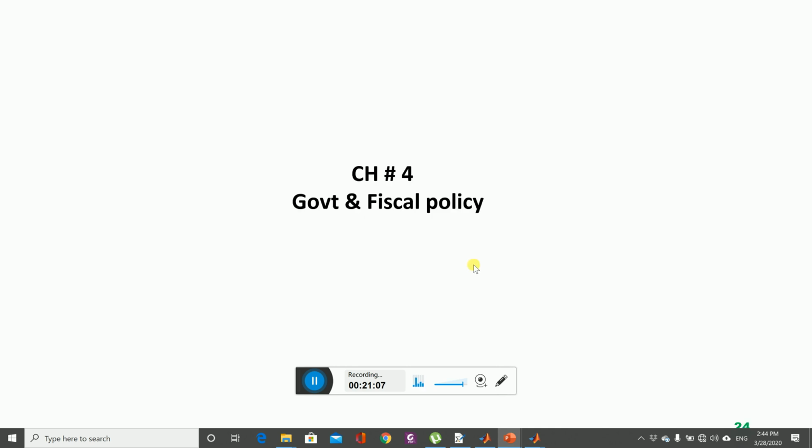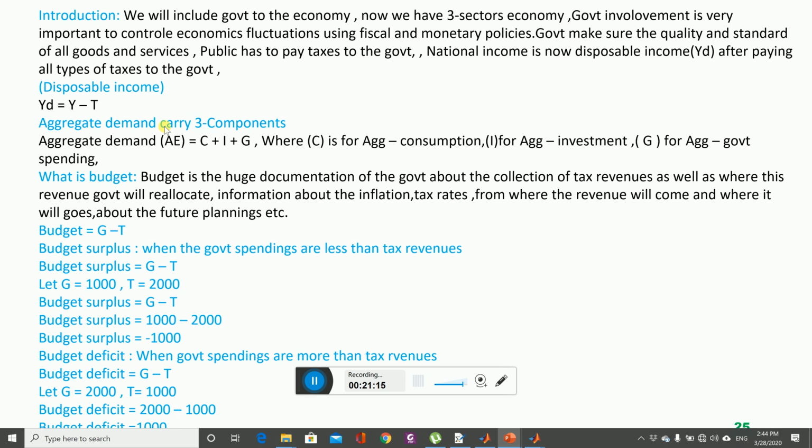Now we are proceeding toward chapter number 4, that is government and fiscal policy. Let me introduce government and fiscal policy in this section. What will we learn in this section? I am going to include government in the economy. Till now we studied only a two-sector economy, household and investor. There were two components of aggregate demand, C plus I. C is the demand of the household, representing aggregate consumption, and I is aggregate investment, the demand of the investors. Here I'm including a third sector. That is why this economy is called a three-sector economy, and I am involving government in the economy.